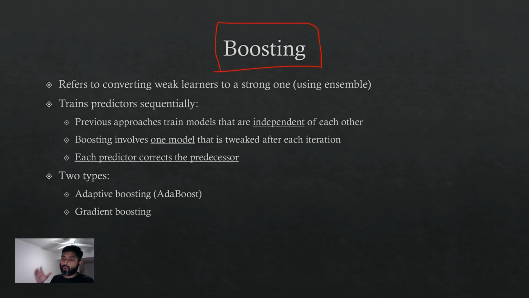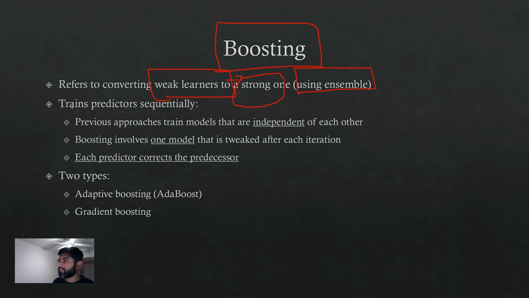They say you are as good as your weakest link. And when you work on your weakest link, the overall model, overall prediction becomes even better. That's the idea of boosting. It refers to converting weak learners into strong ones using this ensemble concept. How do we do that?